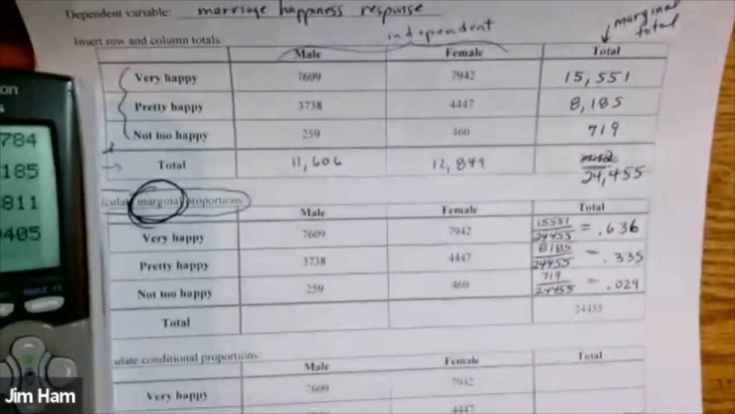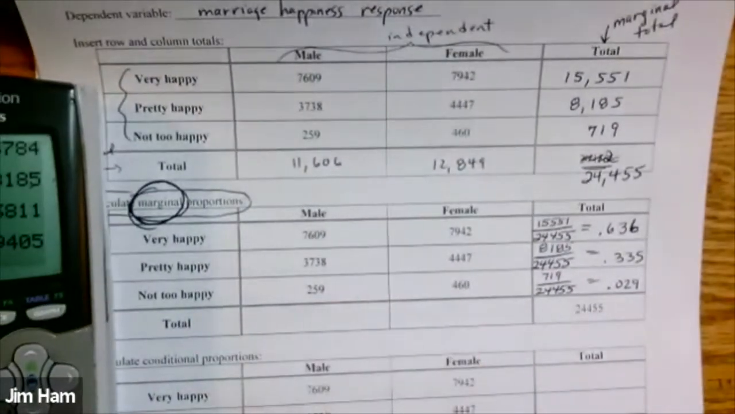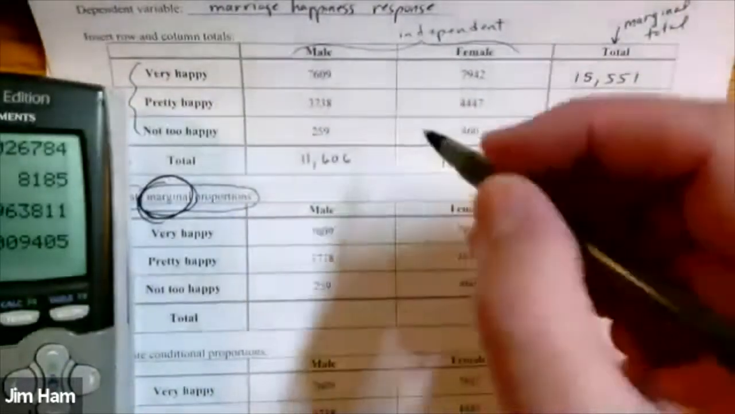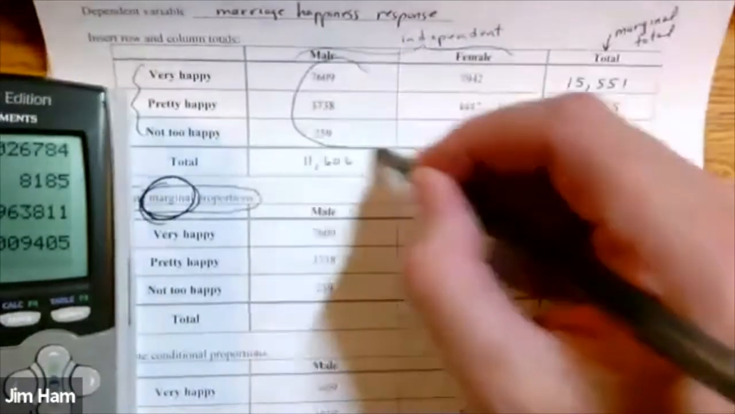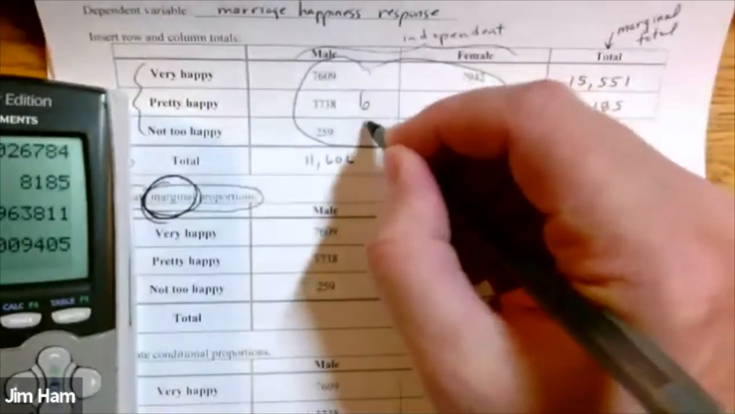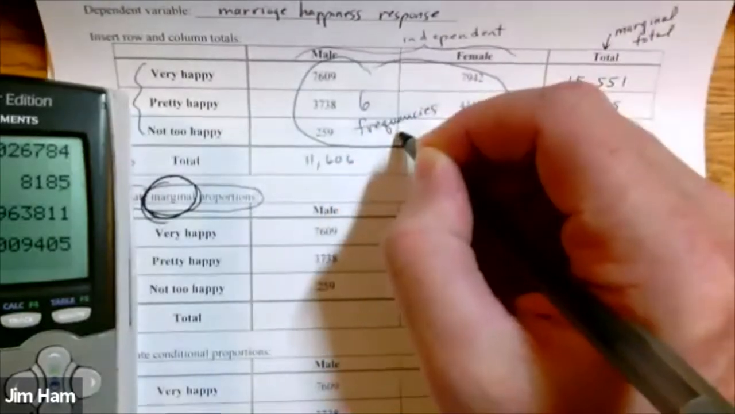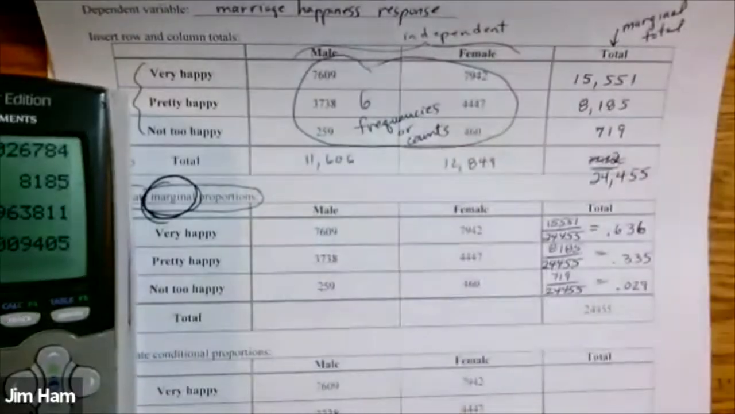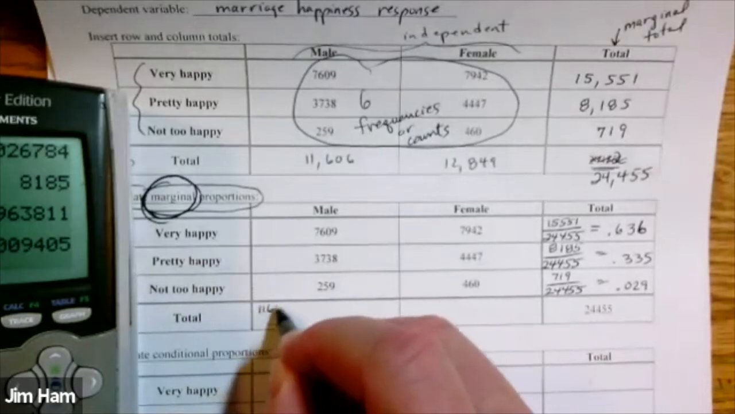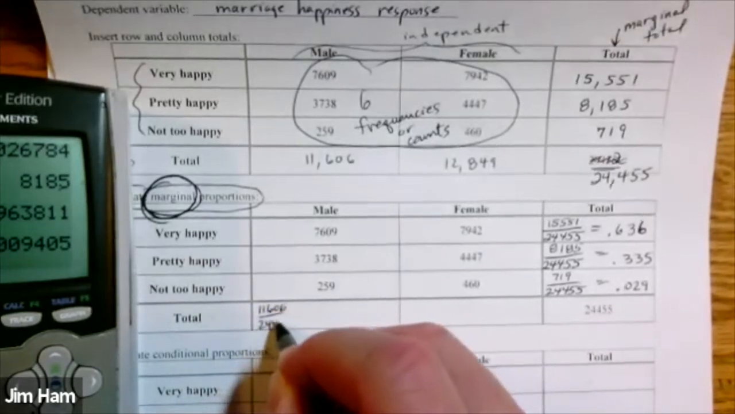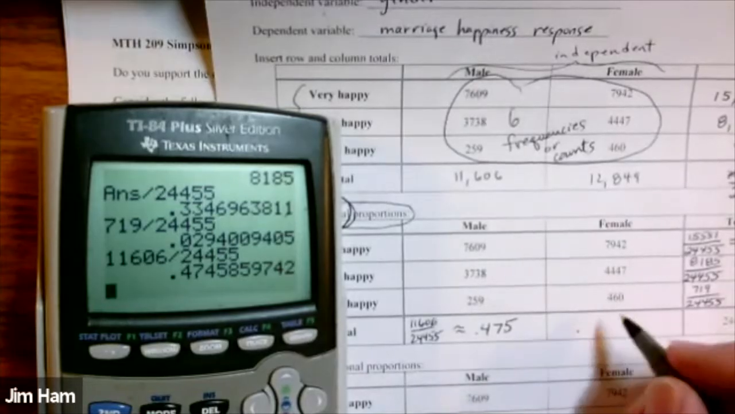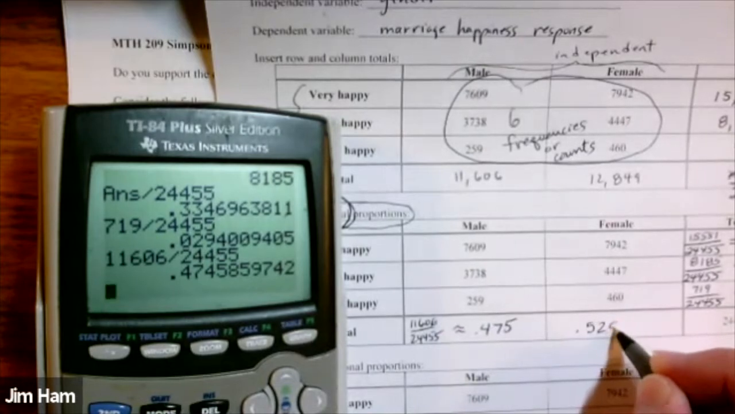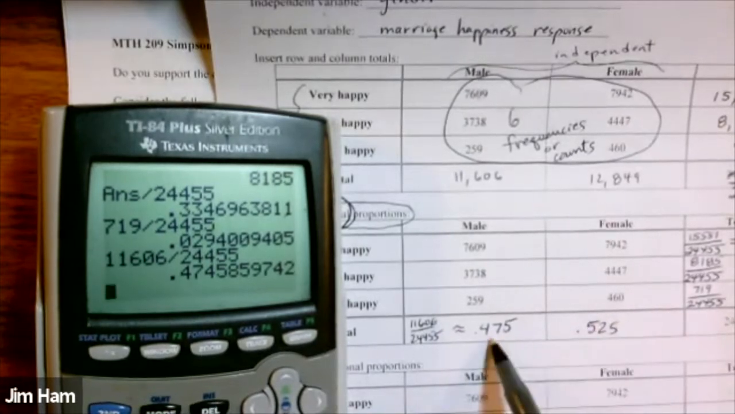We call these contingency tables. And every one of these numbers, we have 6 frequencies or counts. These are actual individuals that responded this way. All right, now down here, we're going to take the 11606 and divide by the total as well. And then without calculating this one, we know that it's 525. These two have to add up to 1.